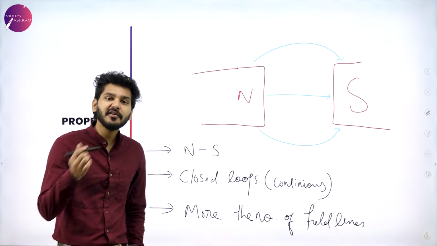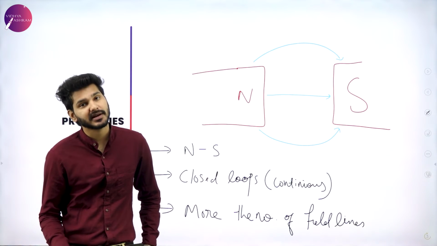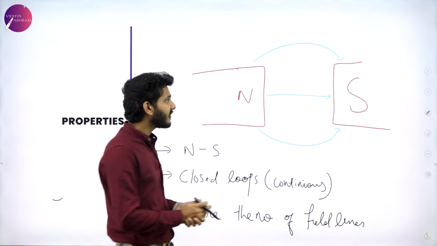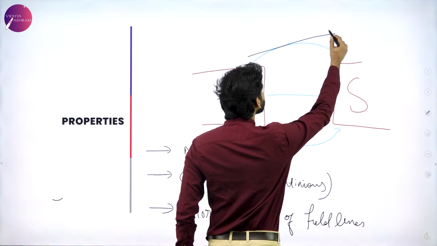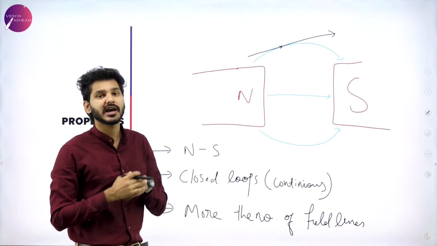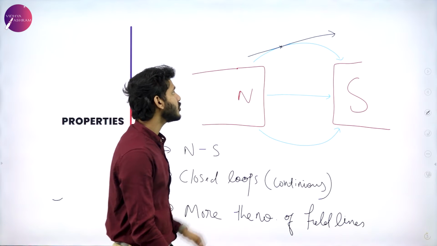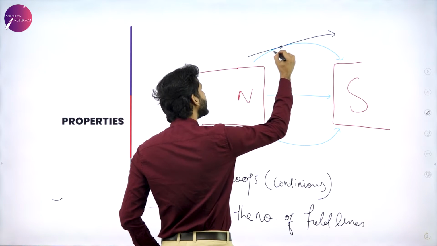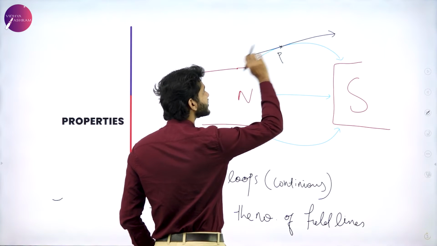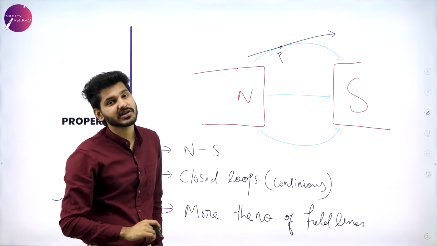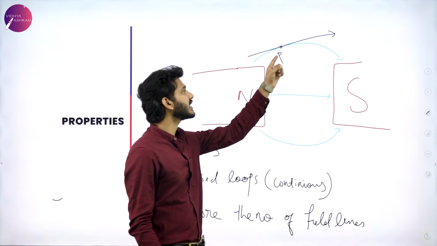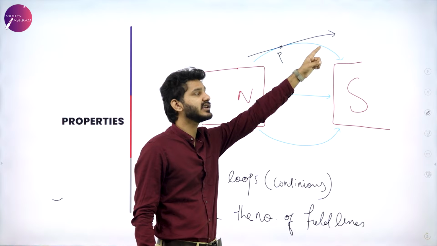And if you ever want to know the direction of the magnetic field at a given point, same as with the electric field, we will draw a tangent at the particular point at which we want to know the direction. That is, if we want to know the direction of the magnetic field at point P, we will draw a tangent and then we will get the direction of that particular field line. For example, here the direction at point P is given as such.